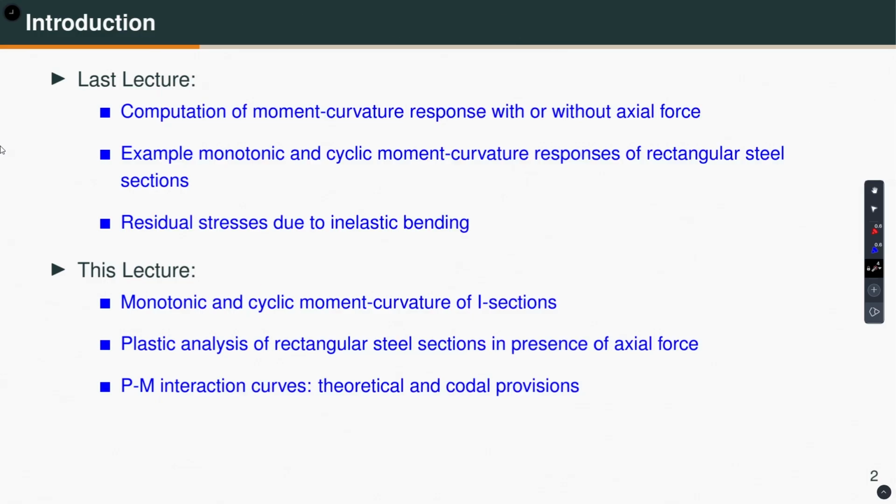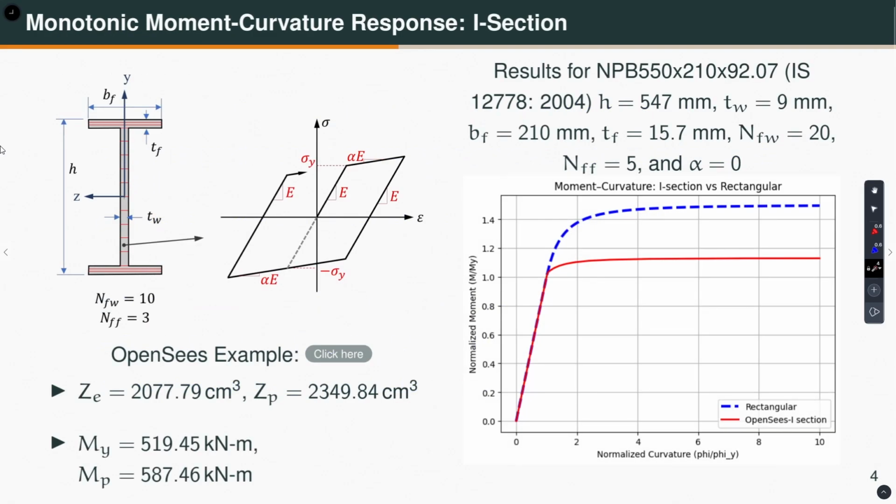The first example I have here is an I section which is shown here. Just for the notation, the width of the flange is denoted by BF, the overall depth of the section is denoted by H, the thickness of the web is TW, and the thickness of the flange is TF.